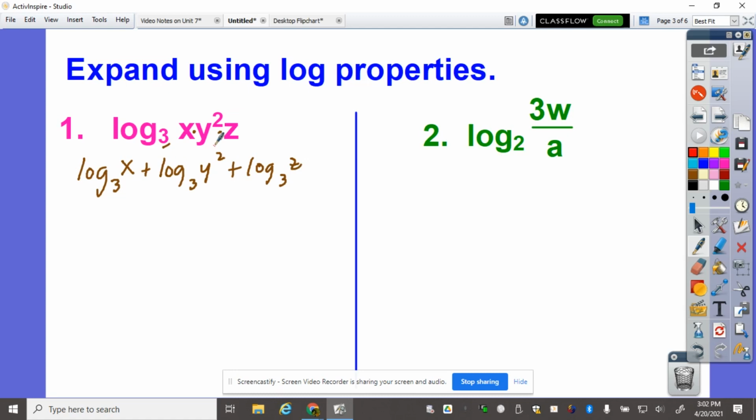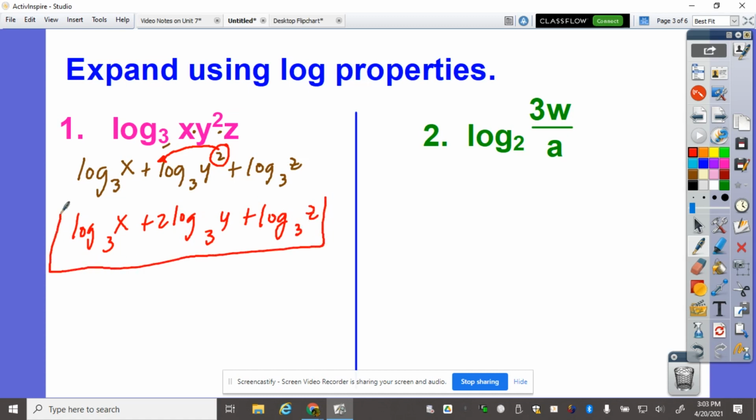Yes, but we're not yet completely done, because here I have a squared. This 2 here of the y can slide in front of it. So the answer is log of x to the base 3 plus 2 log of y to the base 3 plus log of z to the base 3. And that's the complete expansion of this problem.